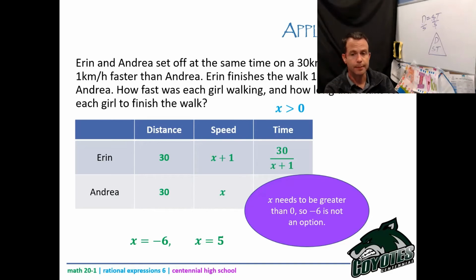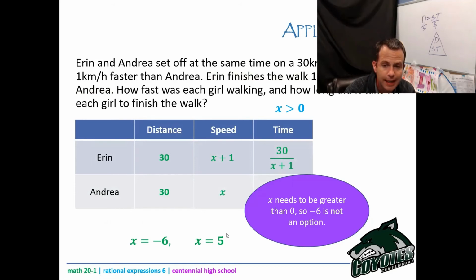Okay, well, that means Andrea was walking 5 kilometers an hour and Aaron was walking 6 kilometers an hour, 5 plus 1, right? And then how long did it take to walk? Well, Andrea's time was 30 over x, which is 30 over 5. So Andrea took 6 hours. And then Aaron took 30 over x plus 1. 5 plus 1 is 6. 30 over 6 is 5. So Aaron took 5 hours.